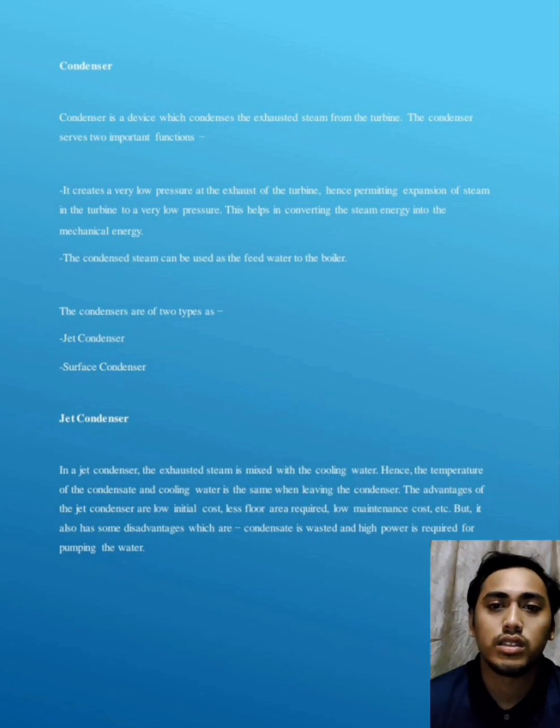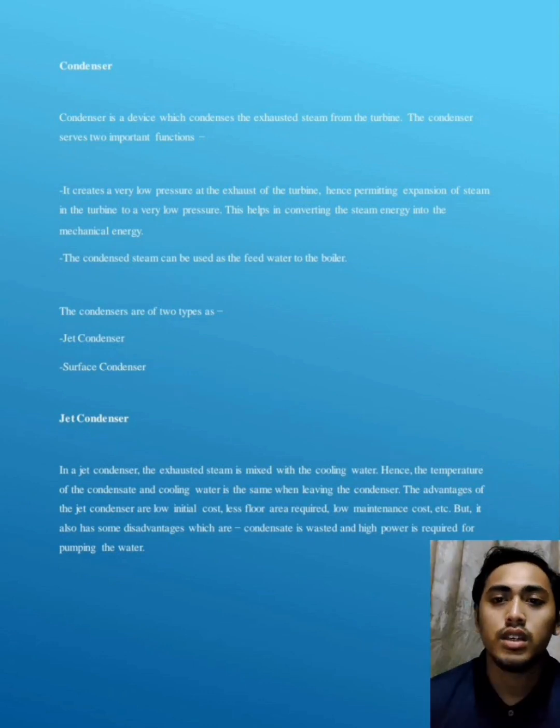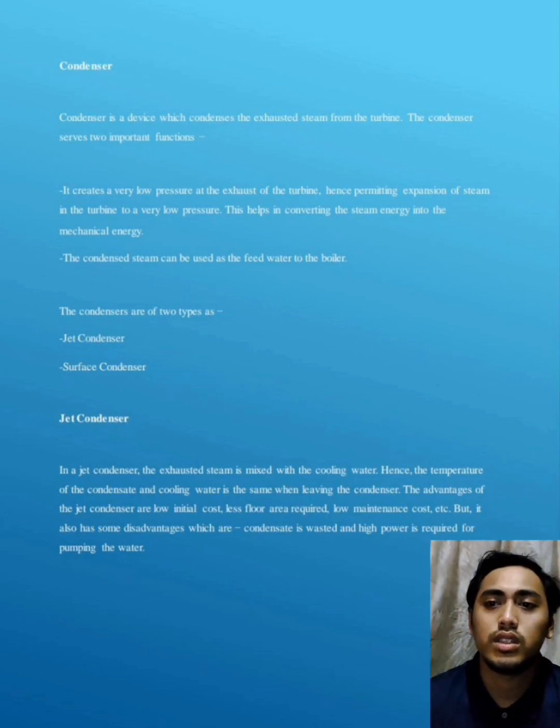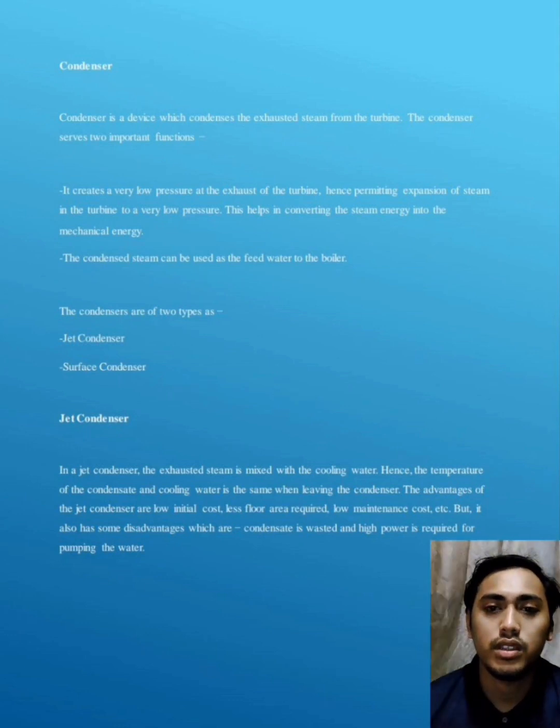Let's take a look at the simple working principle of the jet condenser. In a jet condenser, the exhaust steam is mixed with the cooling water. The temperature of the condensate and cooling water is the same when leaving the condenser. The advantages of this condenser are low cost, less flow area required and low maintenance cost.